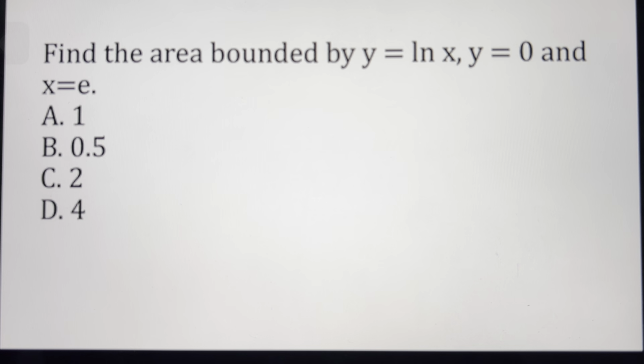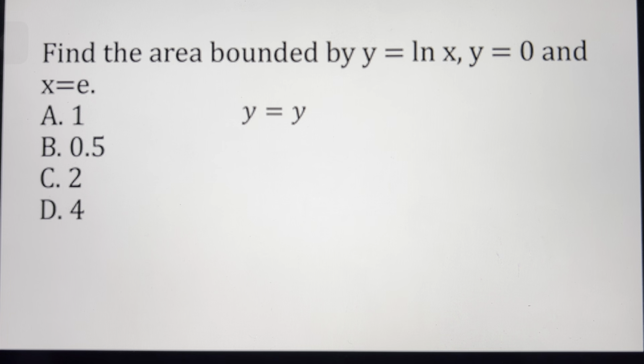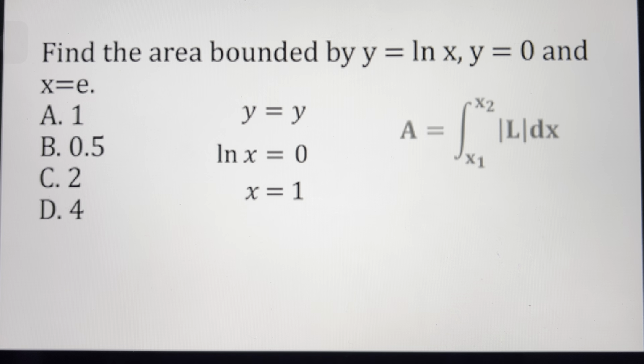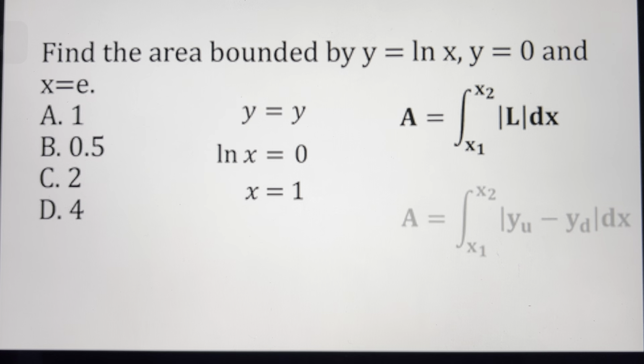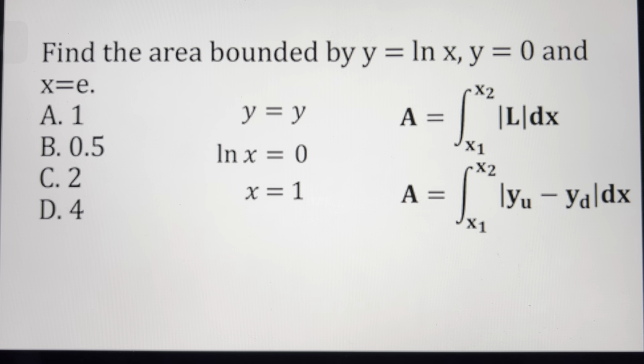Find the area bounded by y is equal to natural logarithm of x, y equals 0, and x equals e. So again, let's get the point of intersection. Let's equate the y, so ln of x is equal to 0. Shift solve, x will be 1. So area will be the absolute value of L and then dx. L will be y up minus y down. Let's say y up is ln of x and y down is 0. Limit is from 1 to x equals e. Answer will be 1 square unit.